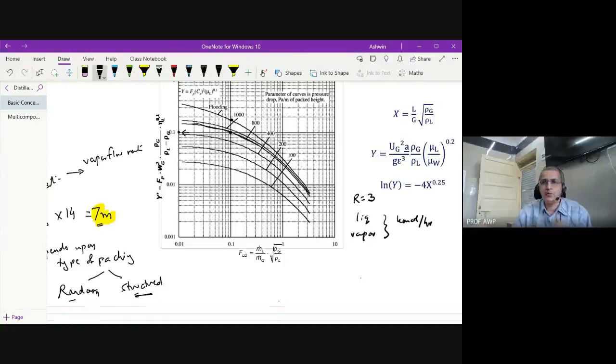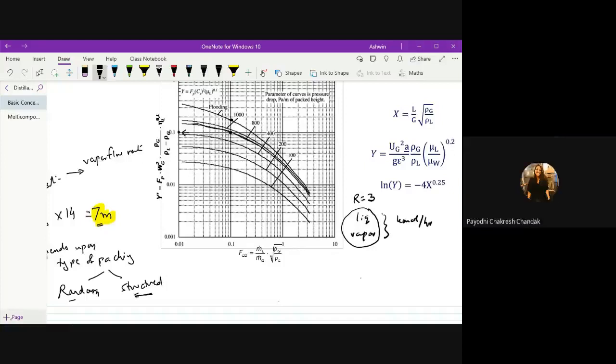Excellent. And last time we have seen that this liquid and vapor flow rate above the feed plate and below the feed plate are different because the feed is superheated. We are taking feed as the saturated liquid. Do you agree with that? Yes, sir.